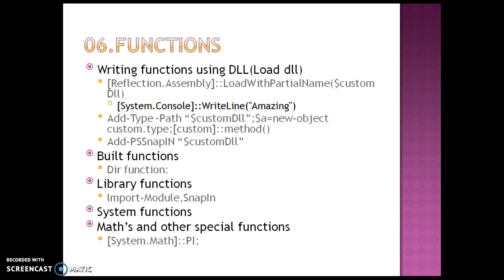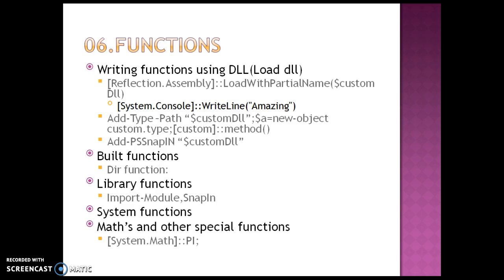And this is the final section of functions, where we learned how to load an external assembly. It is simple yet very important. Always you have to use reflection.assembly followed by load with partial name, otherwise it will fail. You might have to pass the entire path. And you can call any of the methods. For example, in this example, we are calling the method WriteLine from the System.Console library. Another example is how to add an enum type or structure type using Add-Type and the path we give, whichever data type.